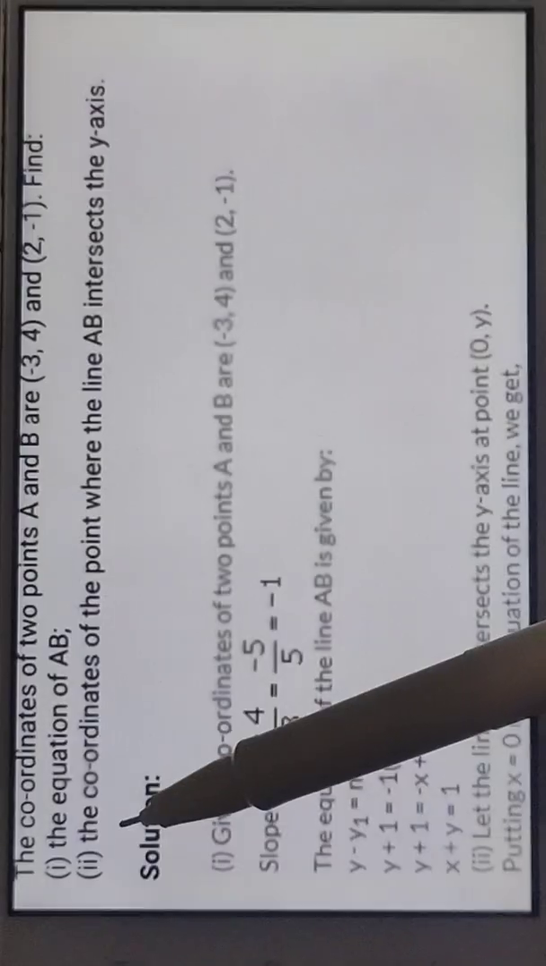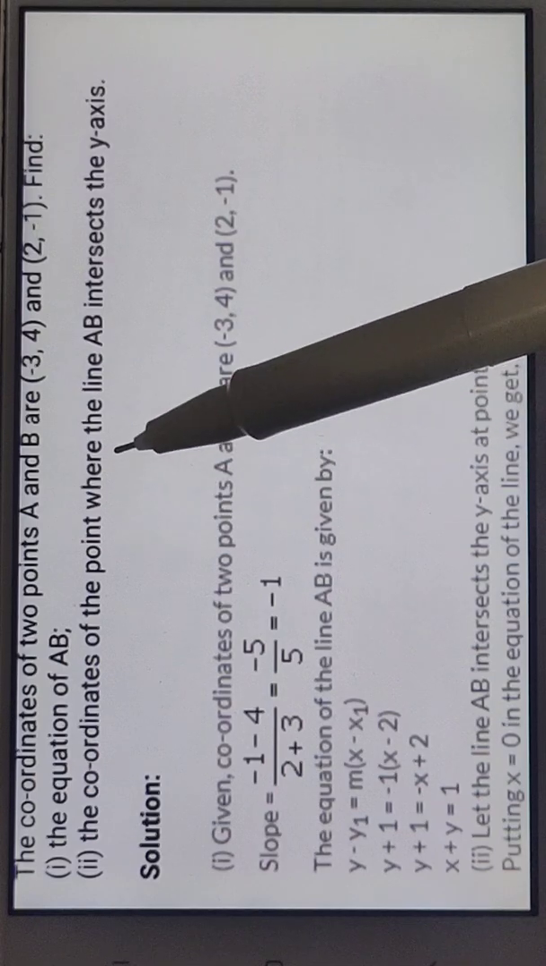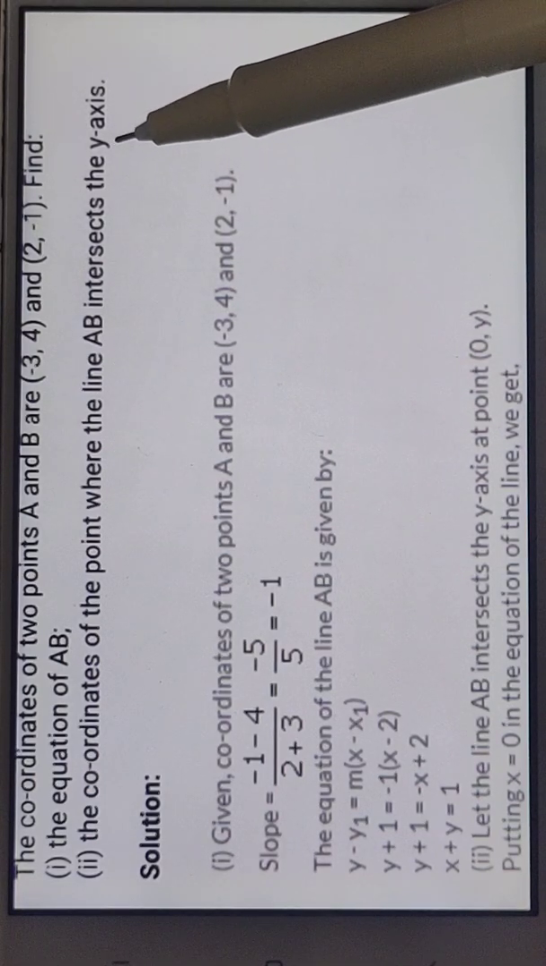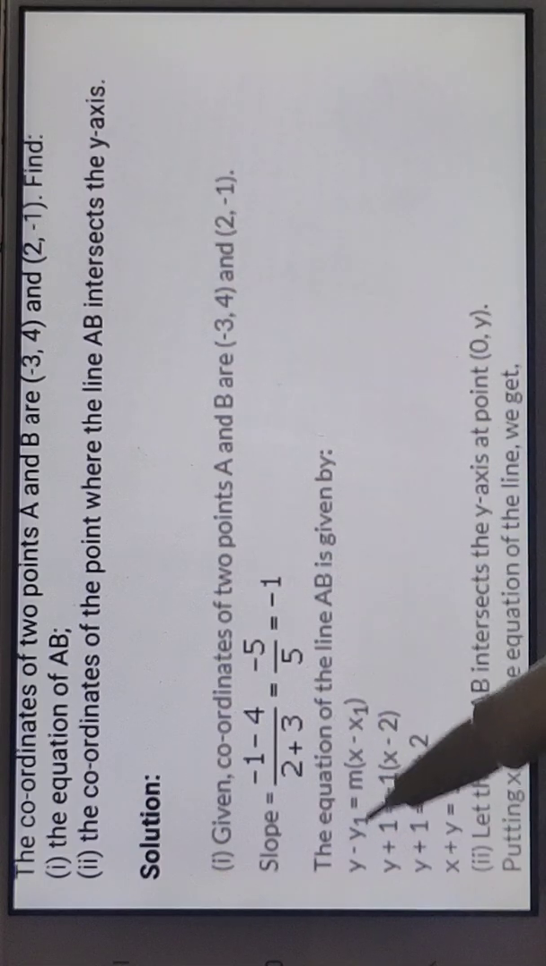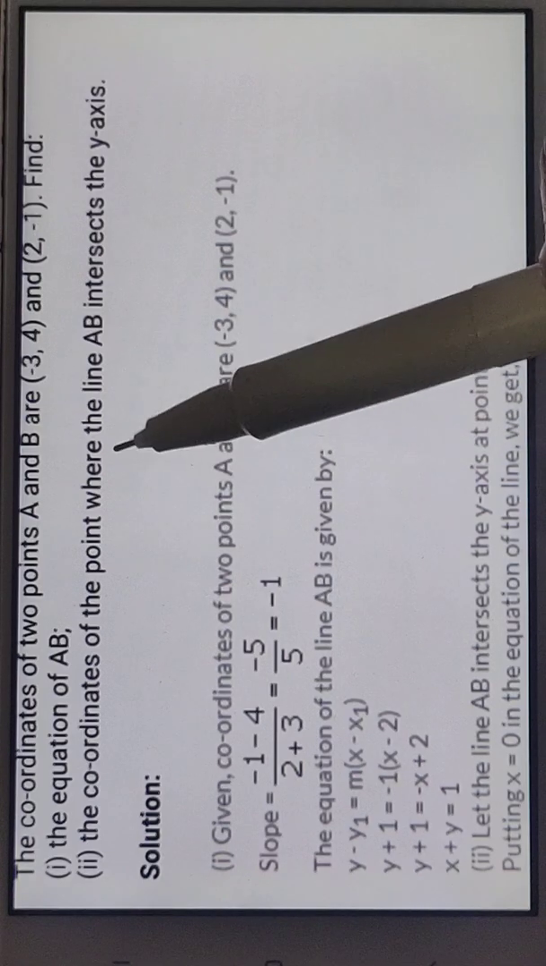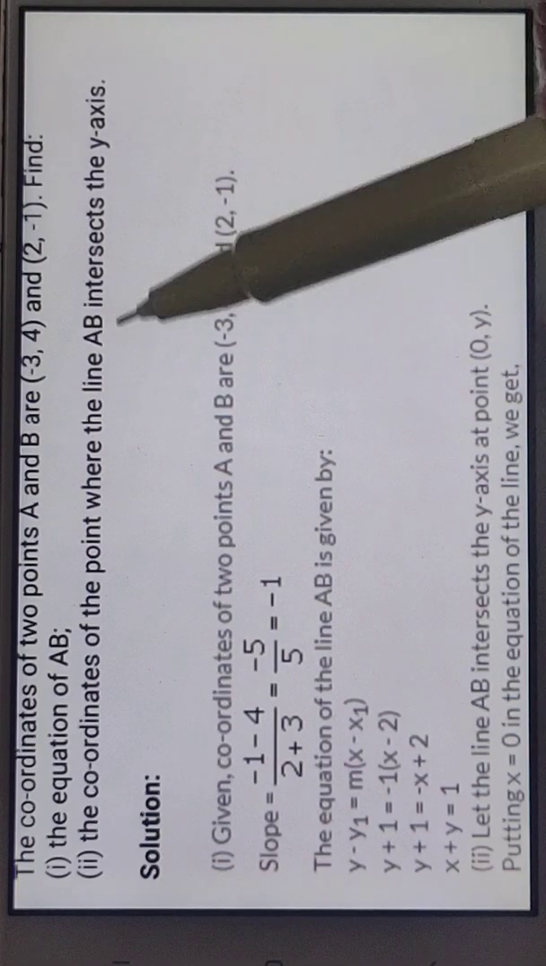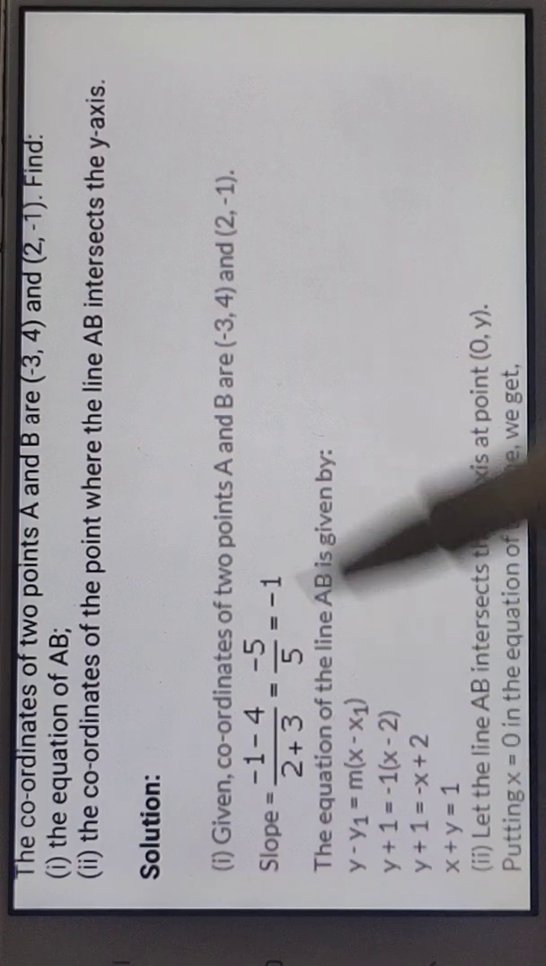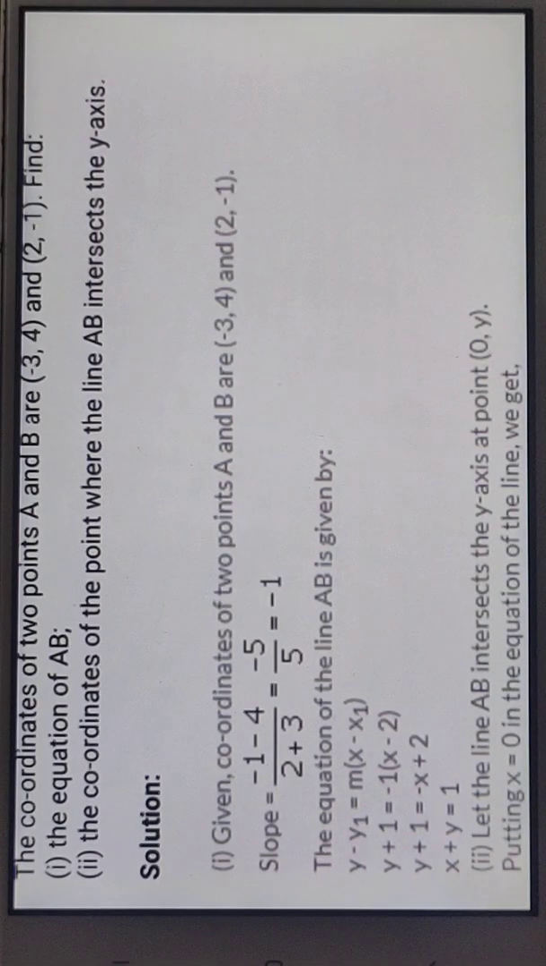As the second part says, the coordinates of the point where the line AB intersects the y-axis. Now what they are saying is that we have to find out the coordinates of a point where this line, whose equation is coming out to be x plus y is equal to 1, is intersecting the y-axis. It means this line is intersecting the y-axis at a particular point. So that point is not just a point present on the line AB, but it is also a point lying on the y-axis.